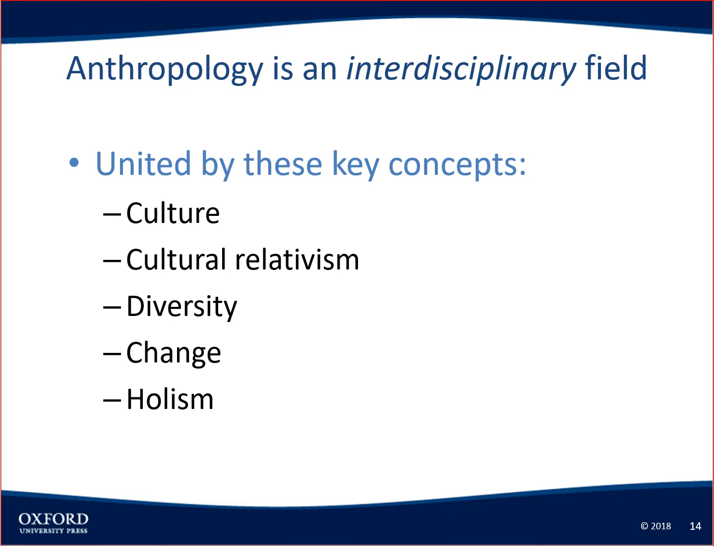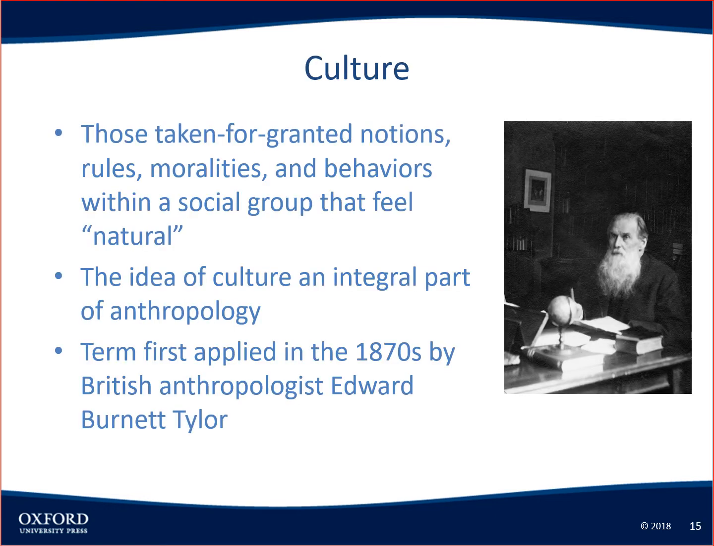So, anthropology is definitely an interdisciplinary field. We unite the four fields through the key concepts of culture, cultural relativism, diversity, change, and holism. And we do use a lot of sociology, psychology, and history, as well as the hard sciences. So we tend to put them all together. Culture: taken for granted notions, roles, morals, and behaviors within a society that group feels are natural. This is called norms or normativity.